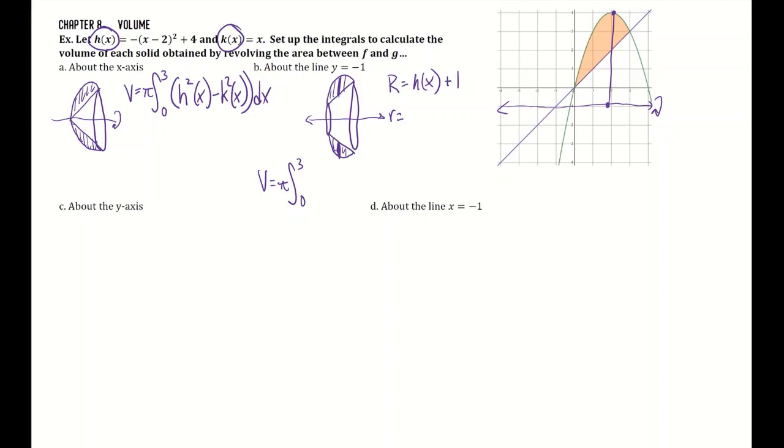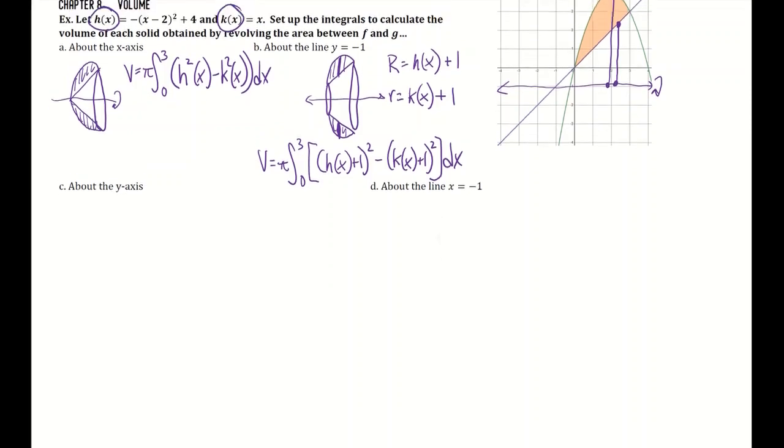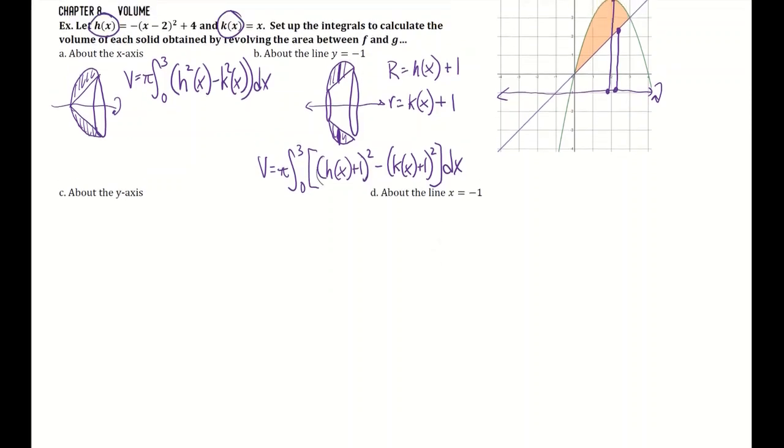And then your little r is the distance between the axis of rotation and the inner function. The inner function is the upper function, it's above the axis of rotation, so that's going to be k of x minus -1, so it ends up being +1. So that's going to be h of x plus 1 squared minus k of x plus 1 squared. Thickness is dx. Big R squared minus little r squared, and you do need to use parentheses around the h of x plus 1 and the k of x plus 1. I have used the minimum amount of parentheses that I could possibly use.